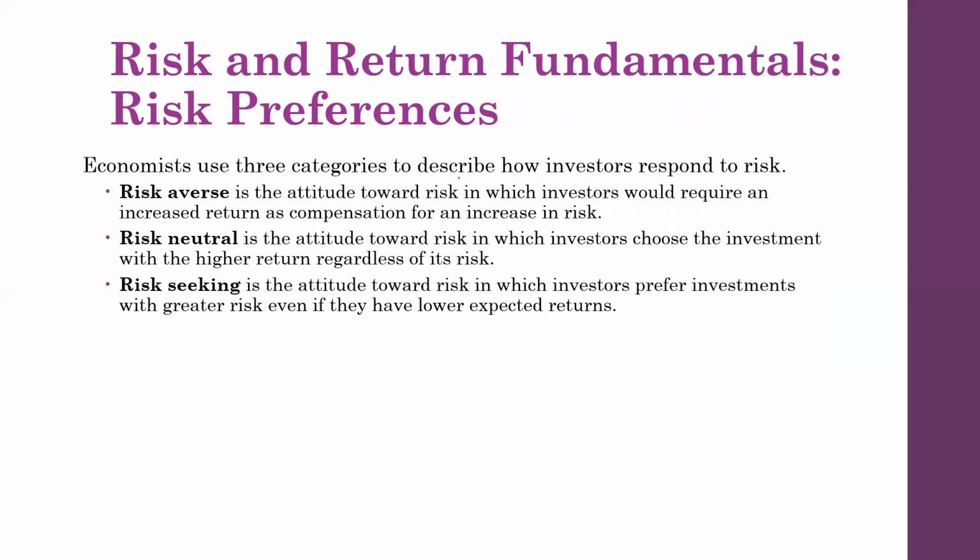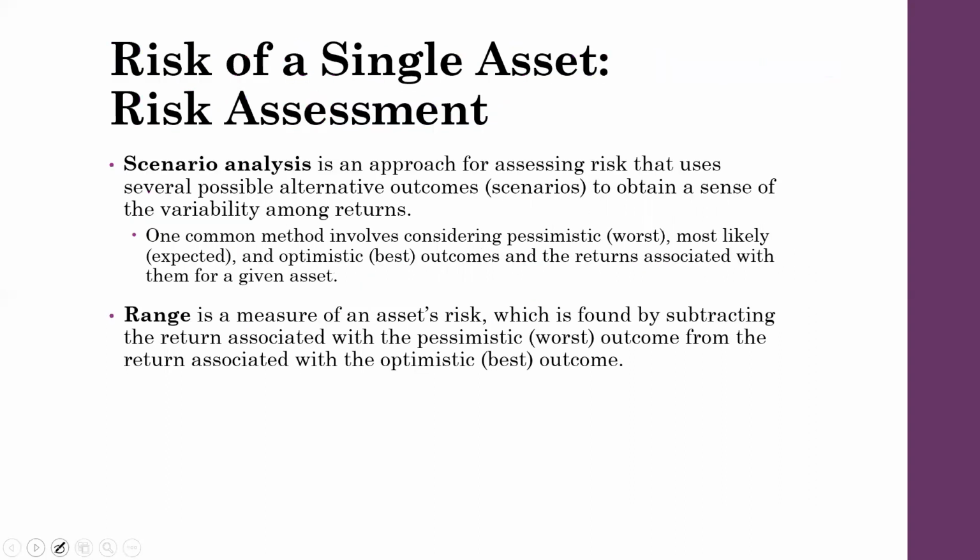So economists use three categories to describe how investors respond to risk. An investor is risk averse when the attitude towards risk is one in which they require an increased return as compensation for an increase in risk. So they are averse: if they believe they're taking on more risk, they want more return. Risk neutral is the attitude towards risk in which investors choose the investment with a higher return regardless of the risk. They just want a higher return regardless of the risk. Risk seeking is the attitude towards risk in which investors prefer investment with greater risk, even if they have lower expected return. So the risk seeking, they're looking at risk. The neutral, they don't care about the risk, they want the return. The averse, they want to make sure they get the money for whatever risk they're taking on.